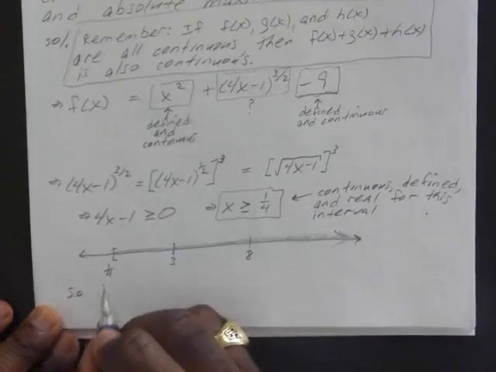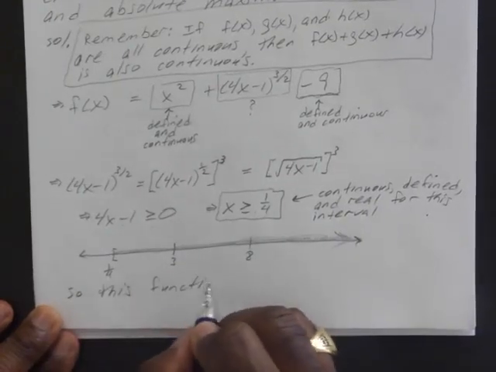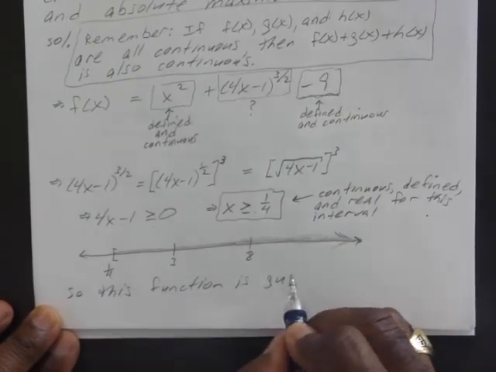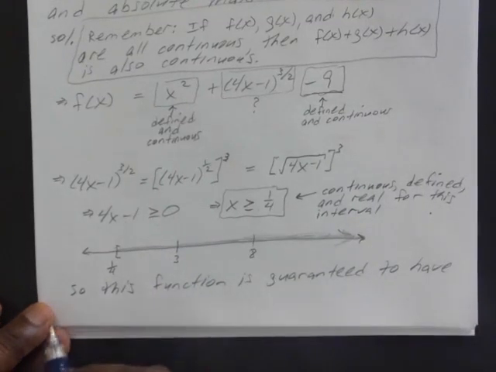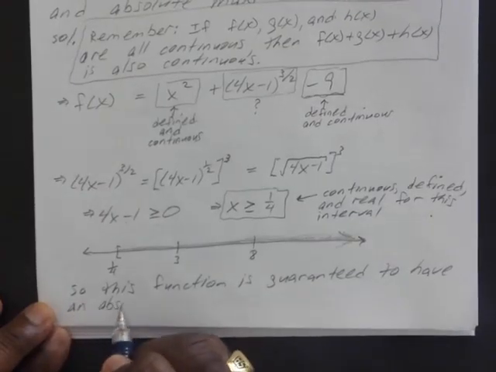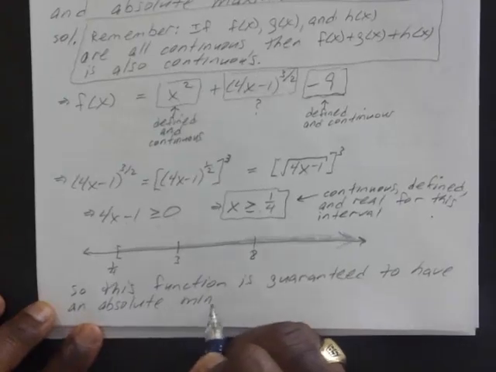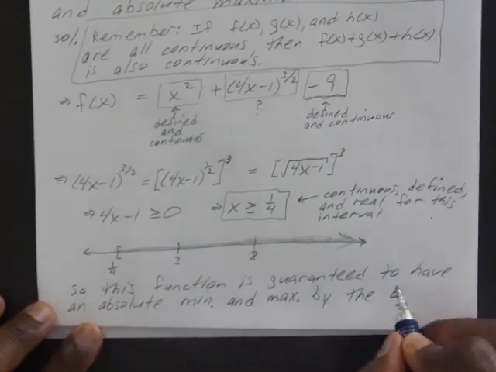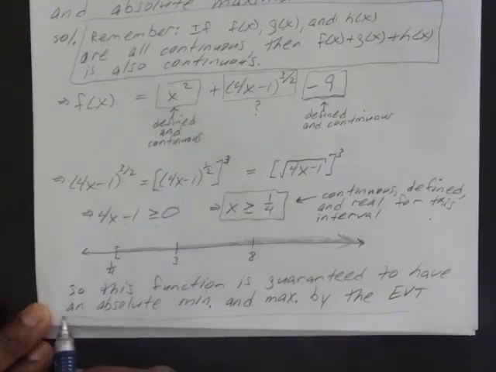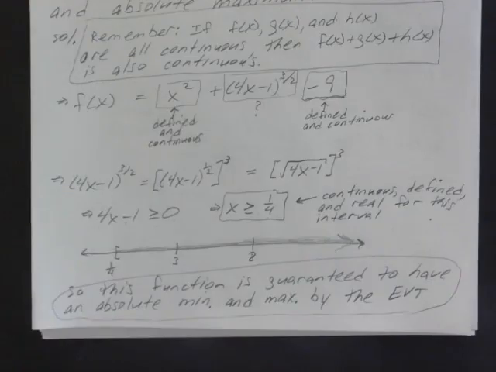Okay, so we know that this function is guaranteed to have an absolute minimum and maximum, I'll just put min and max, by the extreme value theorem. All right, any questions on that one?